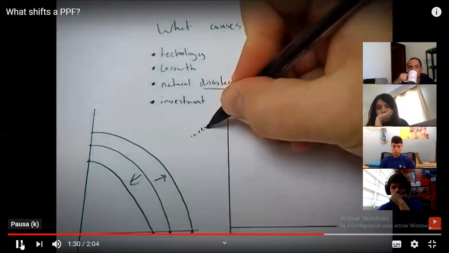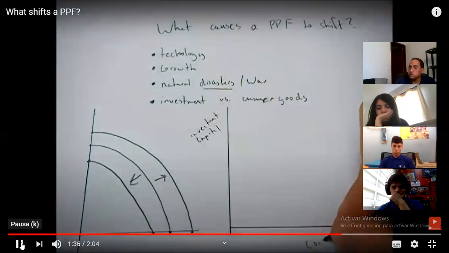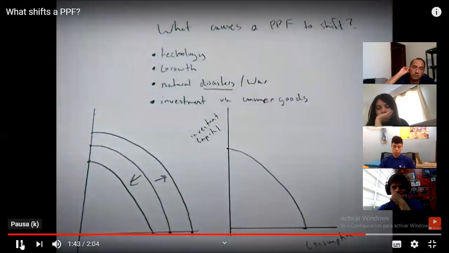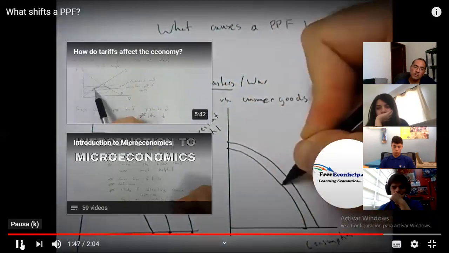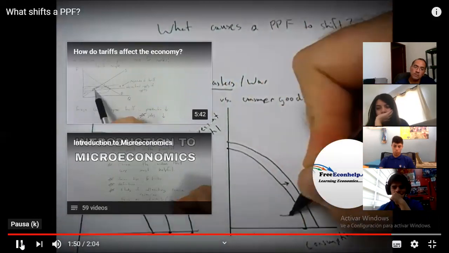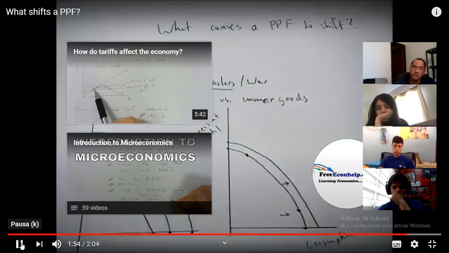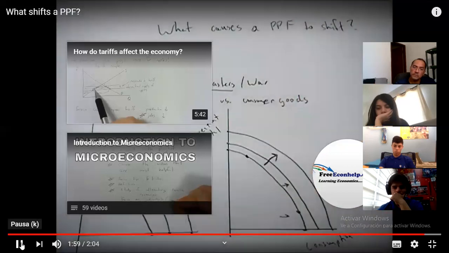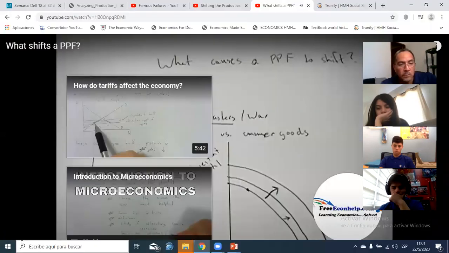Now with the last one, we have investment goods or capital goods versus consumption goods. So if we choose to consume today a lot of consumption goods like jeans and food, then in the next time period, we're going to have a very small shift out, limited growth in the economy. That would be if we consume a lot. But if we decide to invest a lot, either in technology or factories, then we get a big shift out and we see the PPF shifting out a lot more. And that's if we invest in.